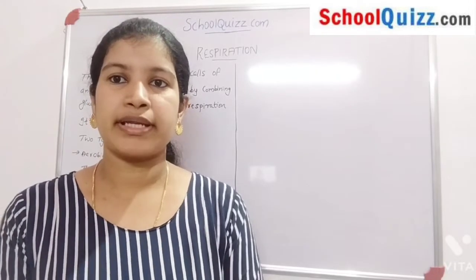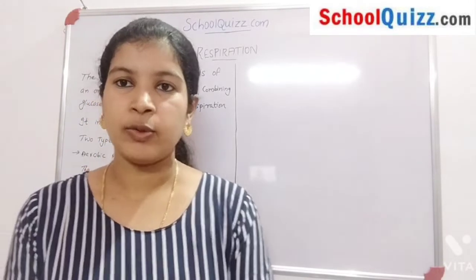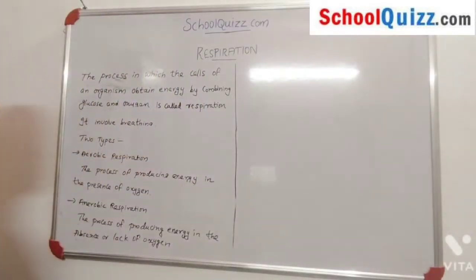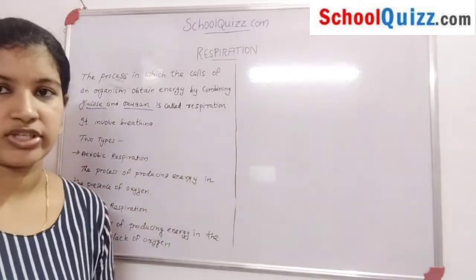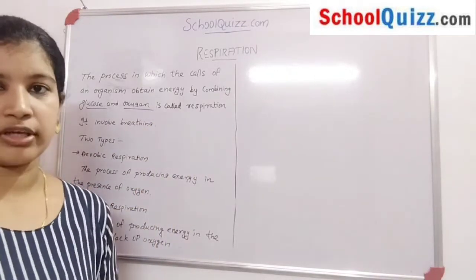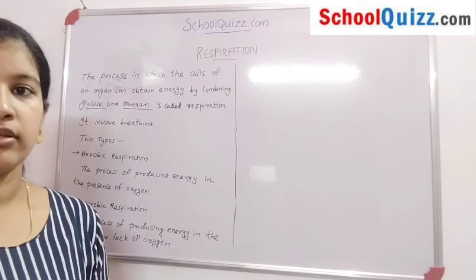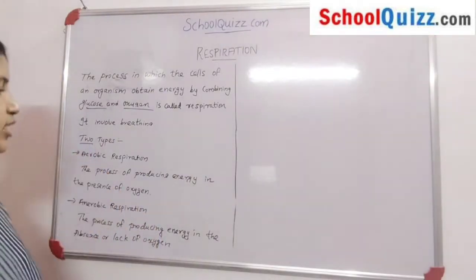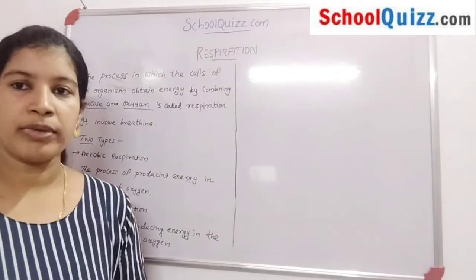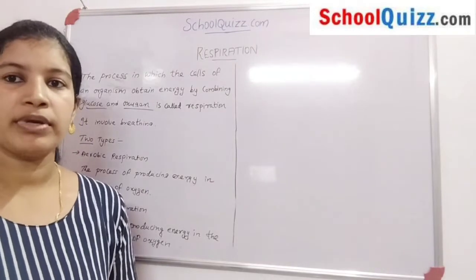So what is meant by respiration? Let's have a look. Respiration is a process in which the cells of the organism obtain energy by combining glucose and oxygen. It's called as respiration. It involves breathing. While breathing, the respiration occurs. Then there are two types of respiration, that is aerobic respiration and anaerobic respiration.